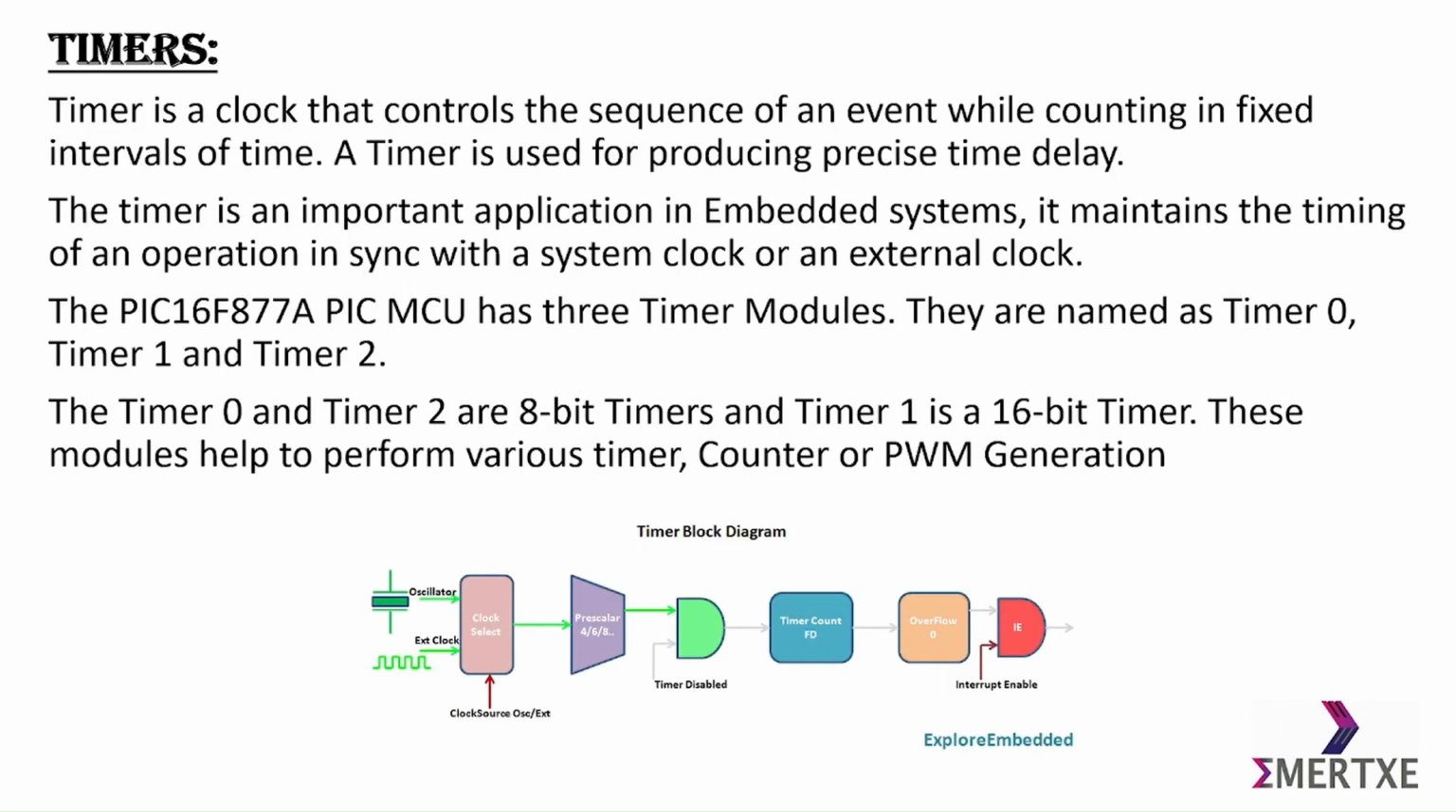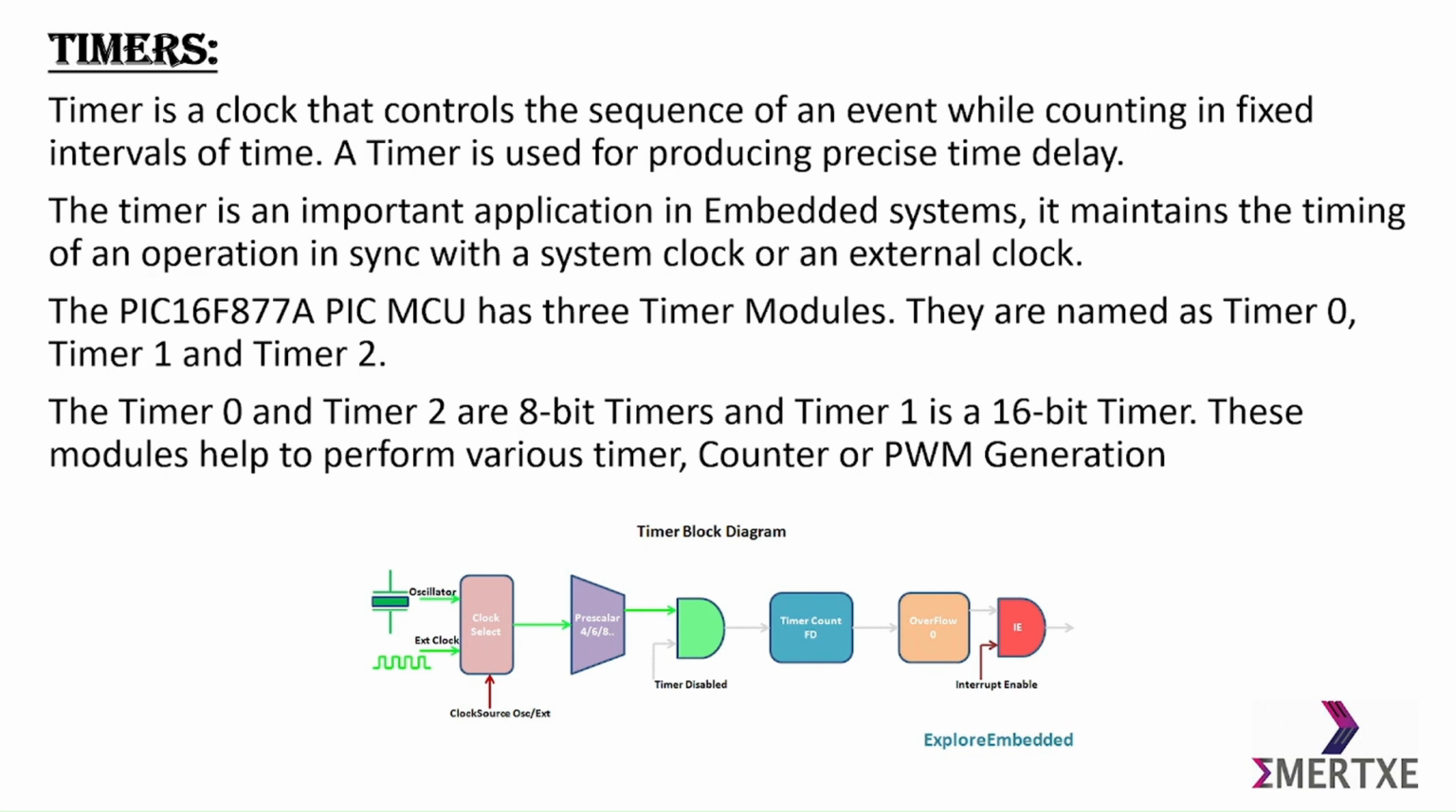Now coming to the timers. A timer is a clock that controls the sequence of an event while counting in fixed intervals of time. A timer is used for producing precise time delay. The timer is an important application in embedded systems.